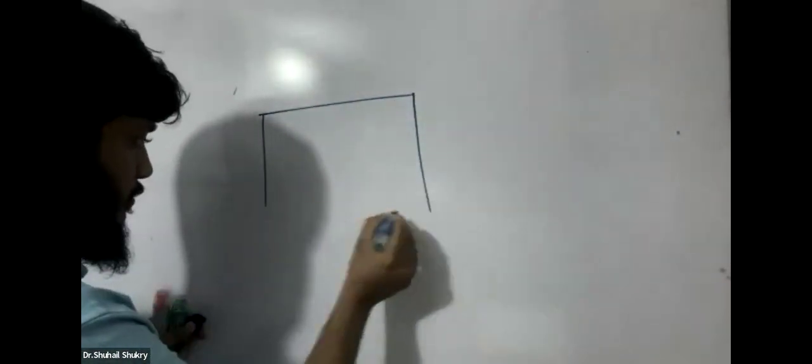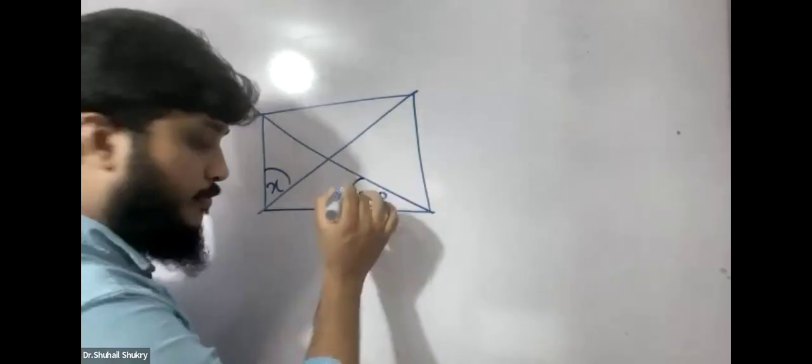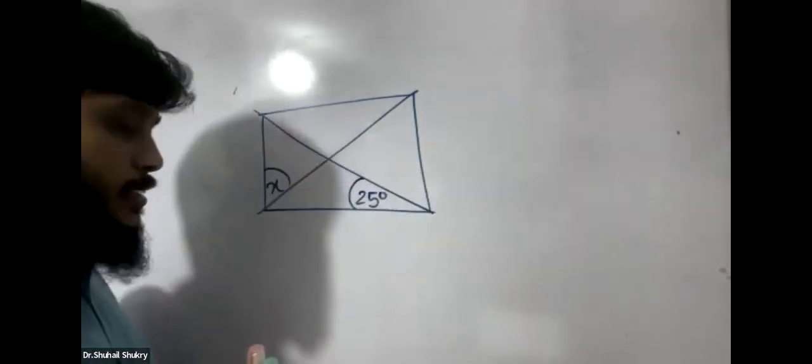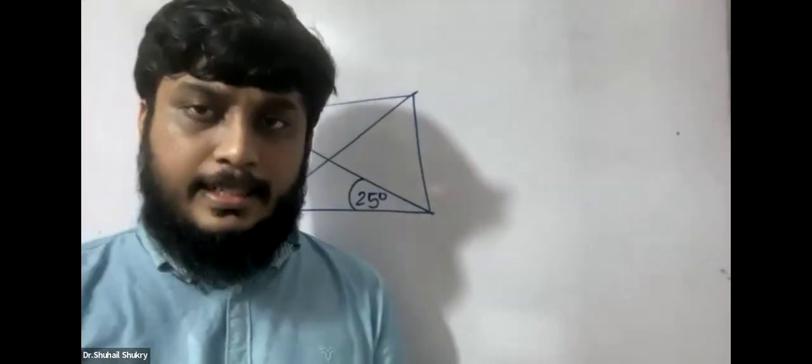There is a rectangle. In this rectangle, we have got 2 diagonals like this. In these 2 diagonals, this angle is x. This angle is 25 degrees. They have asked the value of x. Try to find this. This is a rectangle, but it doesn't look like a rectangle in my picture.